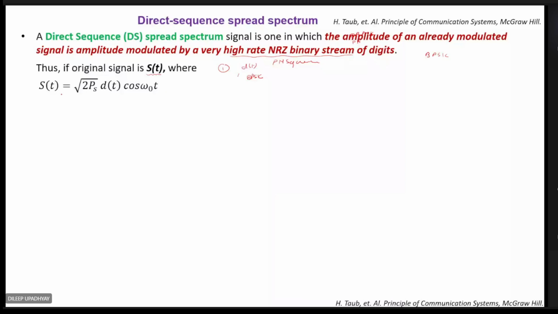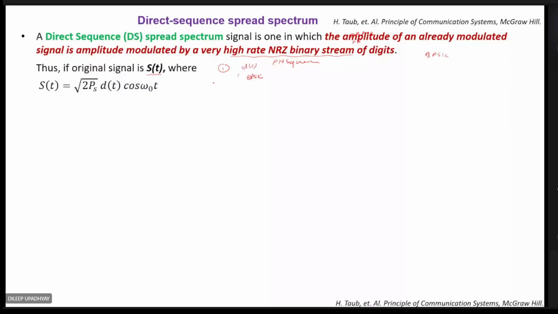That is not in the previous model, in model 3. So S(t) is given as under root 2Ps. Ps is the signal power. D(t) is the digital data which we want to transmit using the BPSK signal. And this is cos omega naught t.